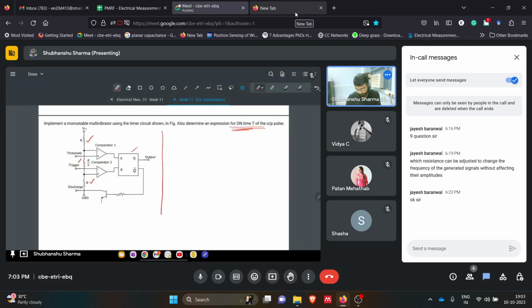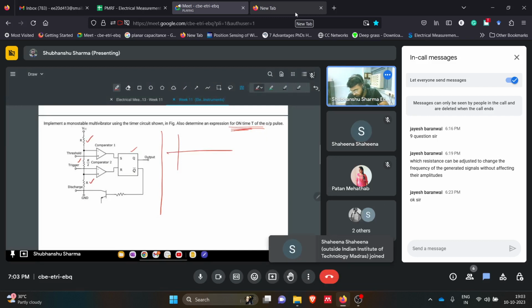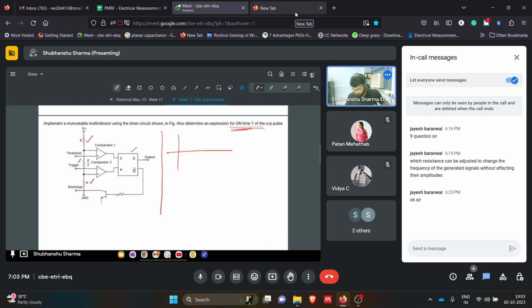So we know this one. Let me first open that waveform so that I don't commit any mistake. So now in this case, let's see. What will be this voltage? So we have to calculate this voltage and this voltage. This one is ground. So this will be VCC by, I will write it here.